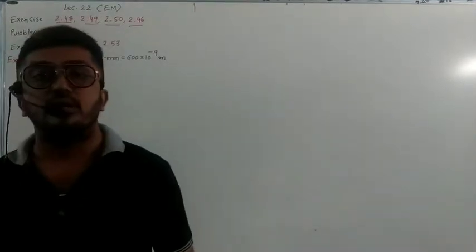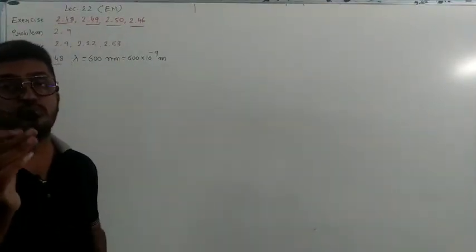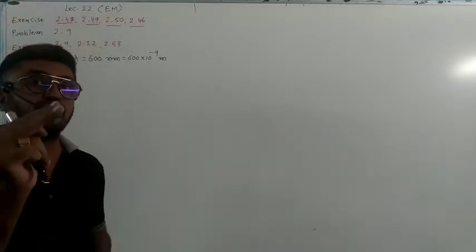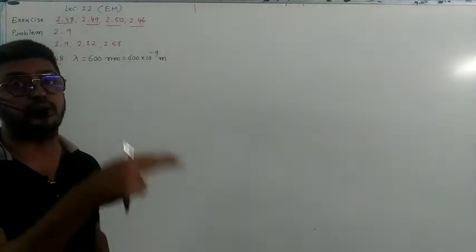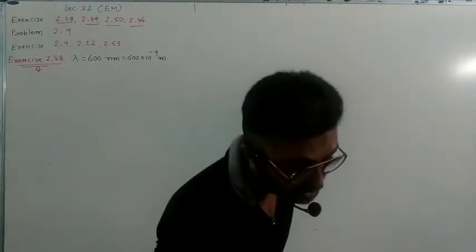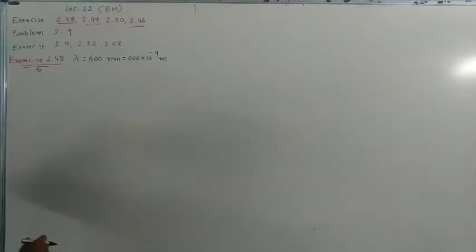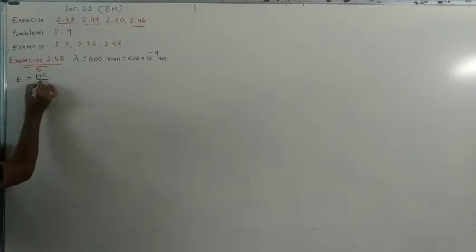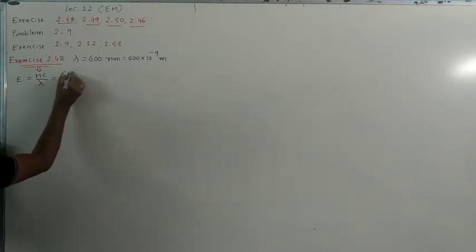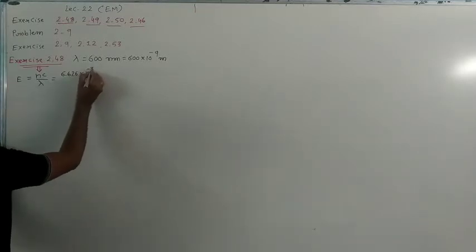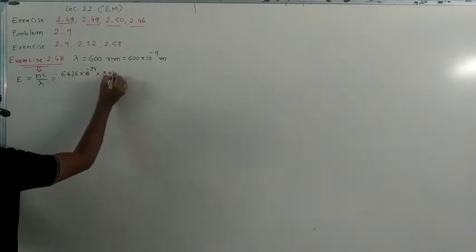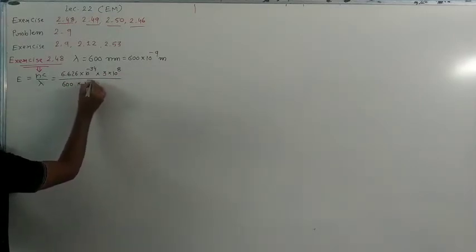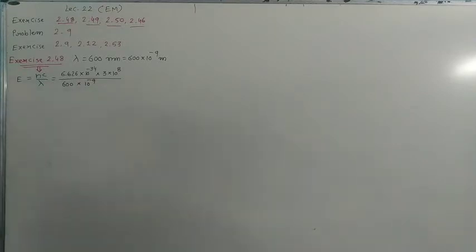Very simple. This type of numericals we have studied a third time. The first was about 100 watt, the second one was 25 watt, and in the third one the energy is directly given. It is 3.15 into 10 raised to minus 18 joule. So first of all we will find E is equal to hc by lambda: 6.626 into 10 raised to minus 34, 3 into 10 raised to 8, divided by 600 into 10 raised to minus 9.